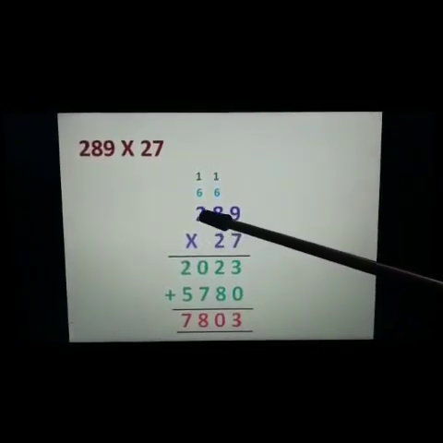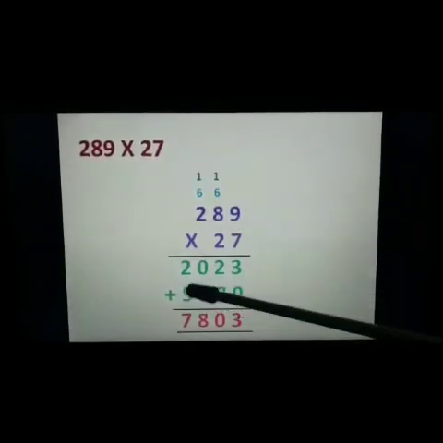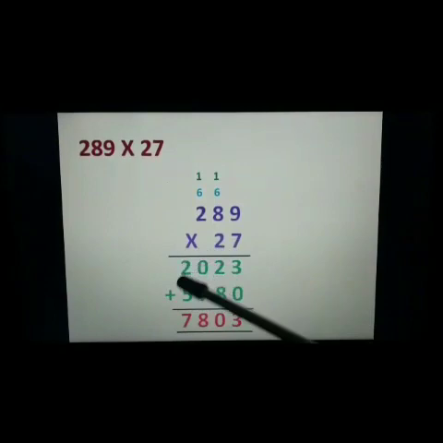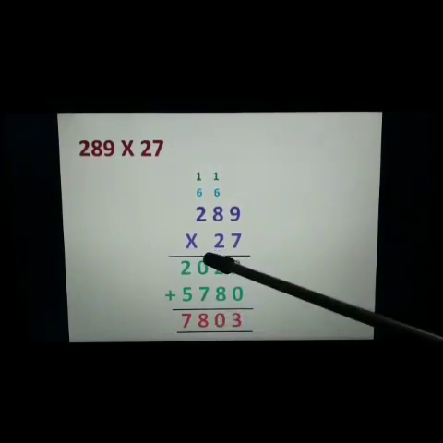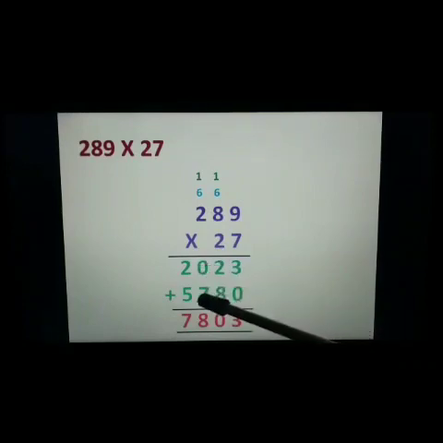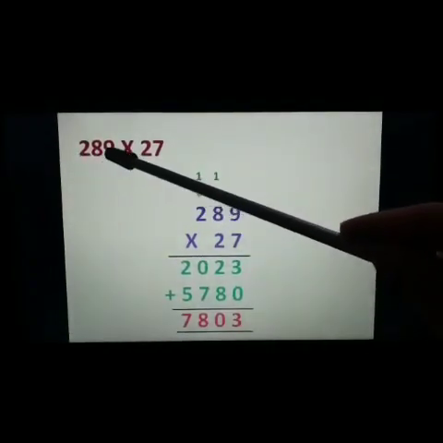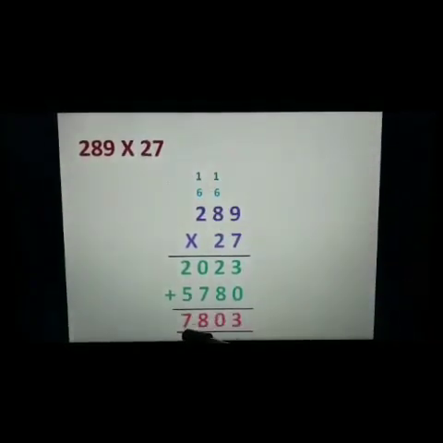Now 2 twos are 4. 4 and 1 is 5. Now, to get the final answer, we have to add these two numbers. So we will add 3 plus 0, 3. 2 plus 8 is equal to 10. 0 will be here and 1 will be carried over. Now 1 plus 0 is 1, and 1 plus 8, 1 plus 7 is equal to 8. Now 2 plus 5 is equal to 7. So the product of 289 into 27 is 7,803.